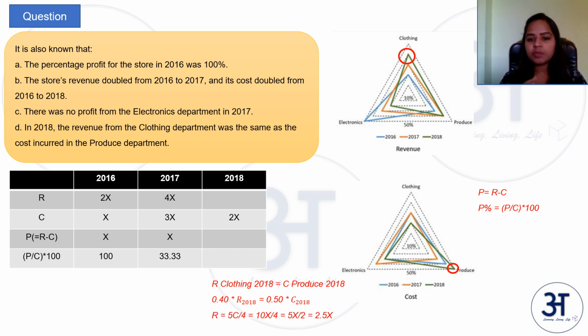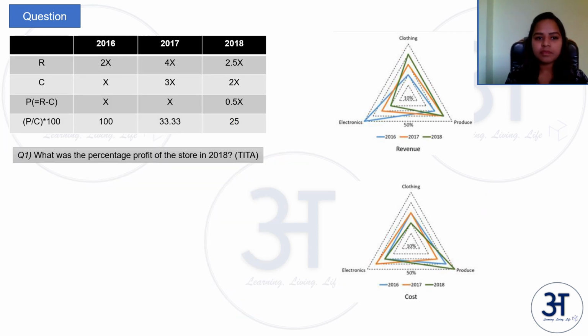From this again we obtain the relation between revenue and cost. Like revenue is equal to 5c by 4. And we know that c is 2x. So from that you can get revenue as 2.5x. So once we get the revenue as 2.5x, we can find the profit percent. So now let's directly move to the question and see if we can answer any of the questions.